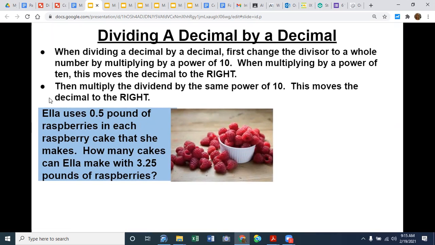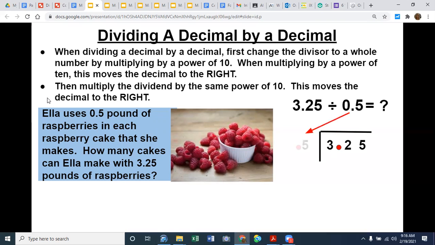Ella uses 5/10 of a pound of raspberries in each raspberry cake that she makes. How many cakes can Ella make with 3.25 pounds of raspberries? Well, it's a division problem, right? Okay, we're going to divide 3.25 by 0.5. So long division. Which one goes on the inside? Right, 3.25. With these word problems, figuring out which number goes on the inside is one of the harder parts for students. And then the outside number is 0.5.